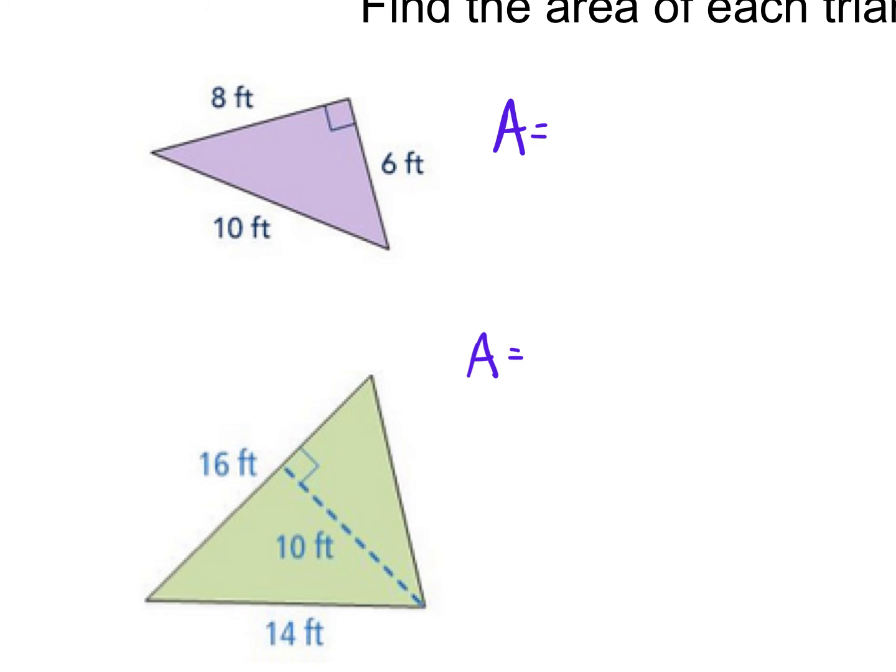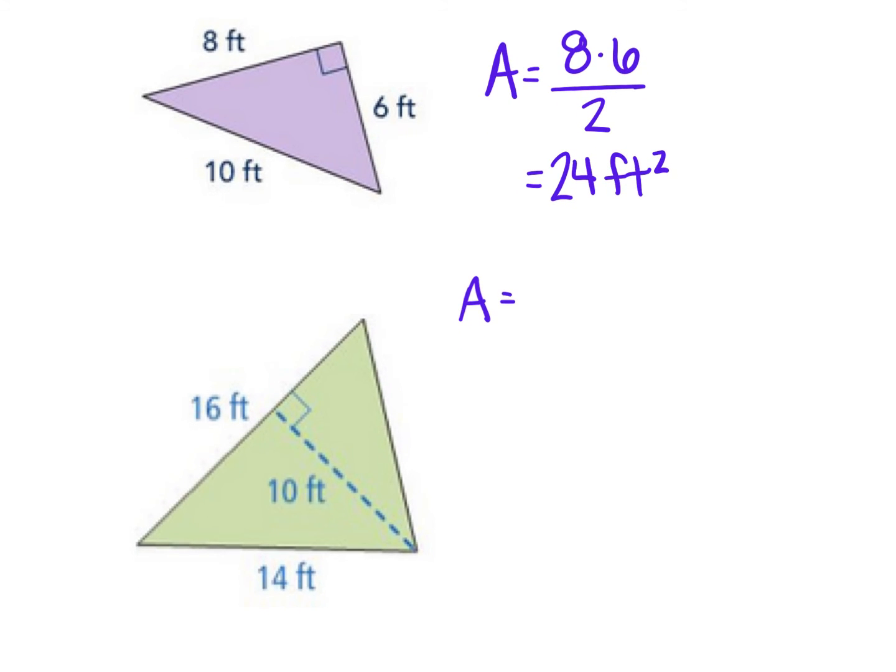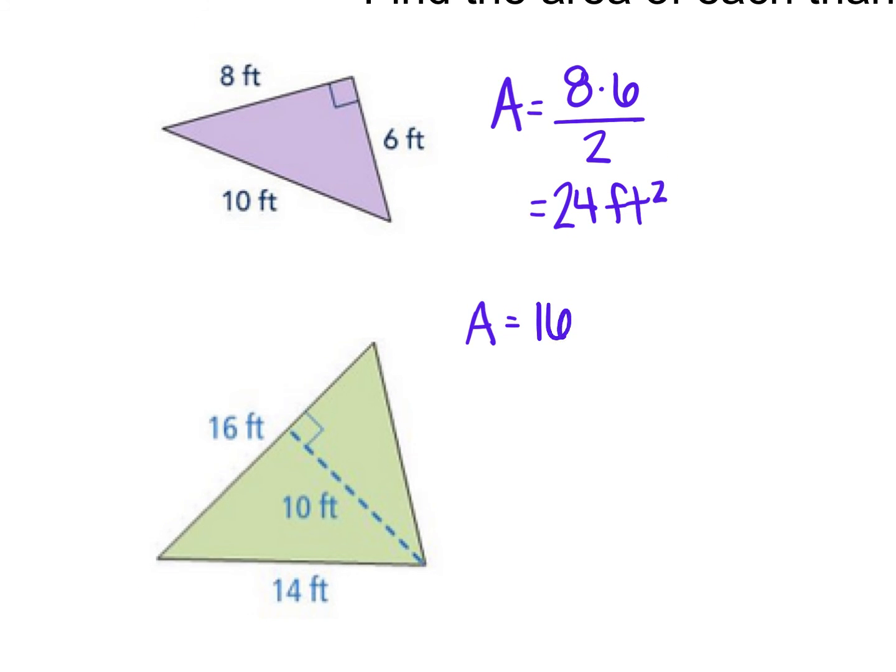For the first one, walk us through what you did for that top purple one. Nora? I did 8 times 6, and that equals 48, and then divided by 2 equals 24. Very good. 24 square feet. What about for the second one, the green one? Jonah? 16 times 10, which is 160, divided by 2, which is 80. Very good. 80 square feet.